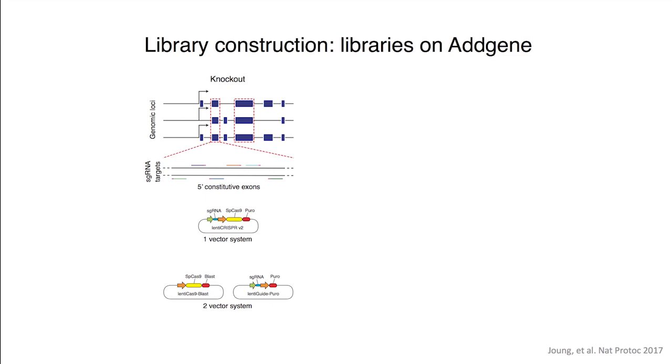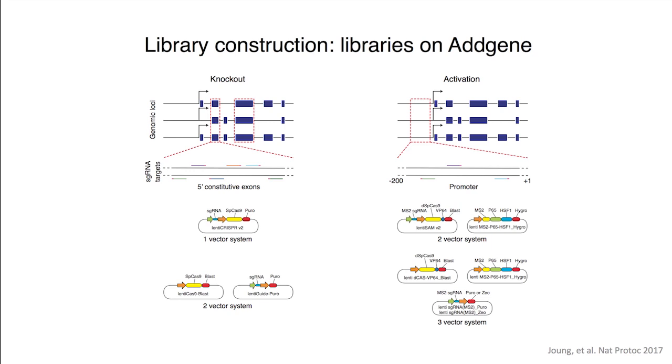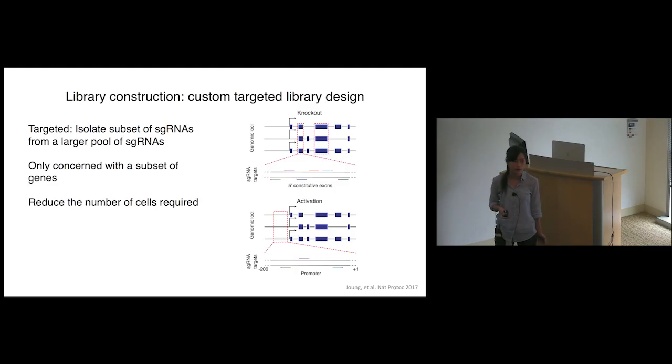For the activation screening, we have a 2-vector or 3-vector system. And these screens also, again, target the human or mouse genomes, and they have 3 guides targeting the promoter of all annotated RefSeq genes. And we also provide for custom targeted library generation. The targeted libraries are when we isolate a subset of the sgRNAs from a larger pool of sgRNAs. And this is most useful when we are only concerned with a subset of the genes, or when we want to reduce the number of cells required for screening.